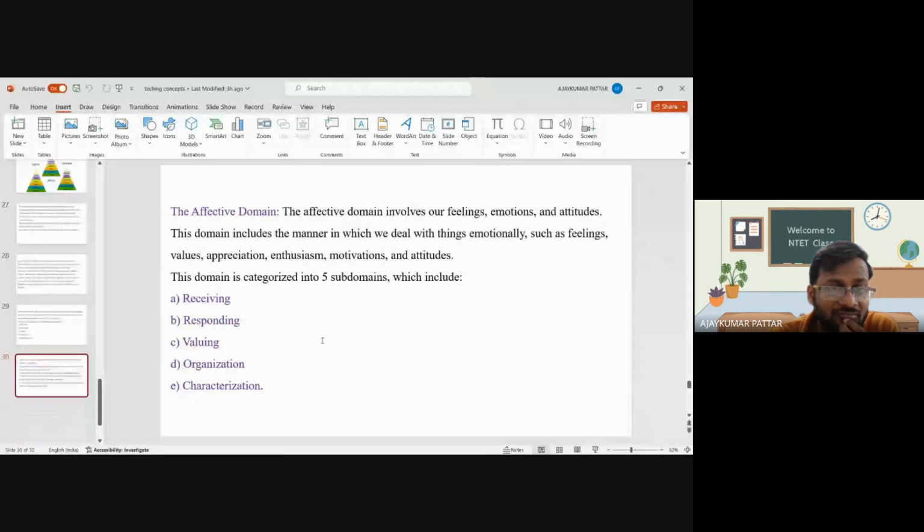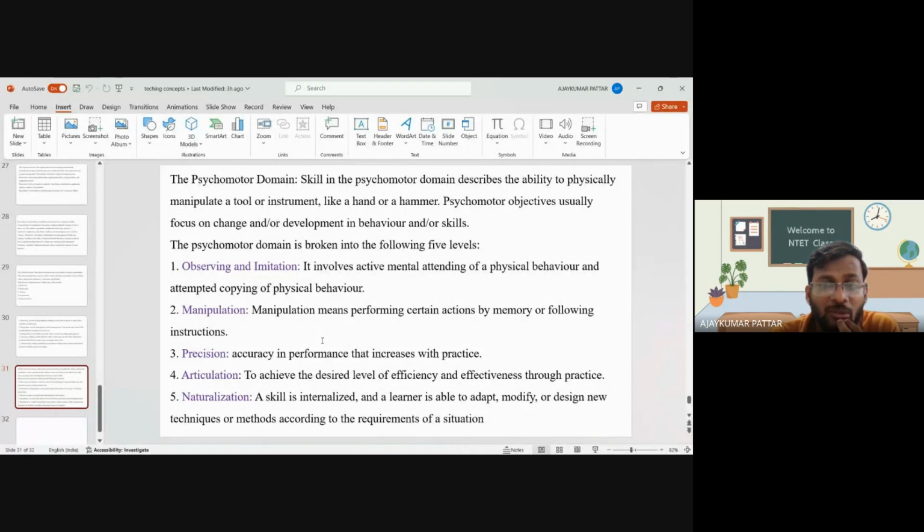The last one is the psychomotor domain. So if a particular teaching or training affects you physically, you are able to physically manipulate that instrument or tool, or you are physically doing things because of my teaching or training, that affected your psychomotor domain. Then we call it the psychomotor domain. How does it work? By observation, manipulation, precision, articulation, naturalization. We will see this in the next class.